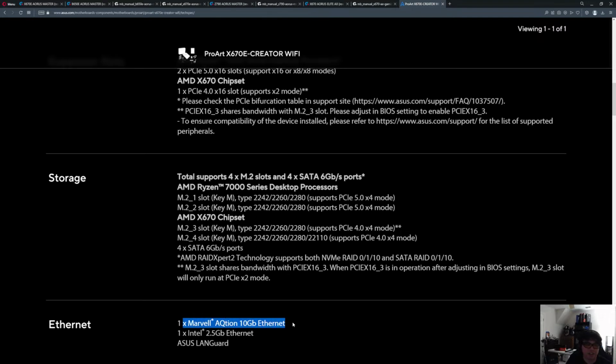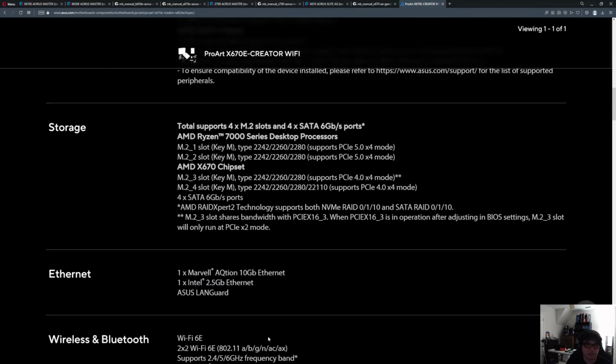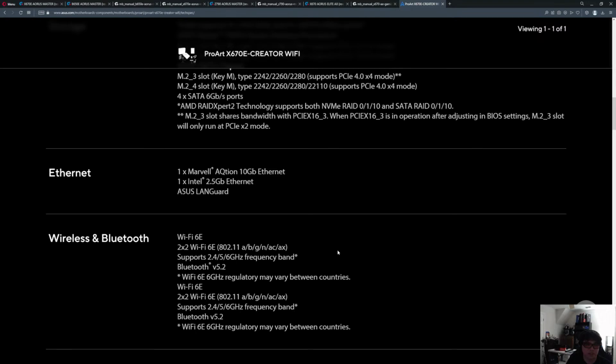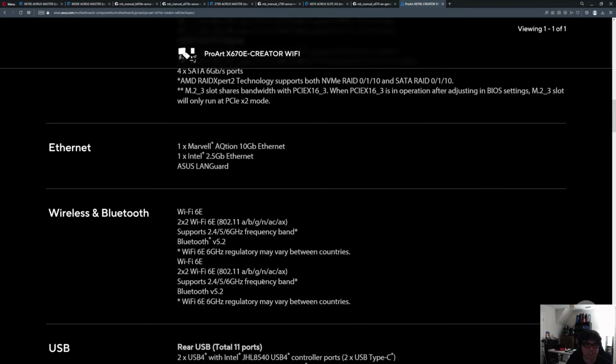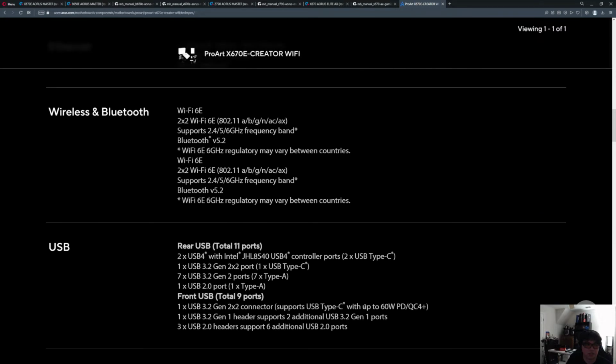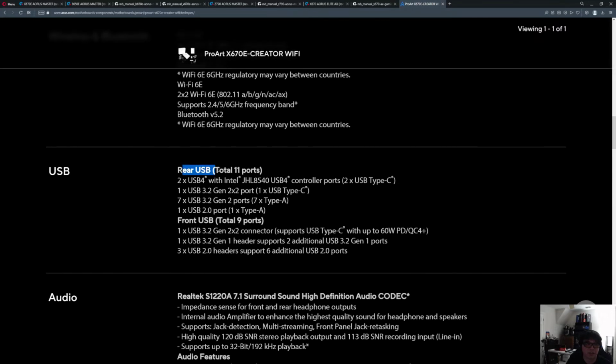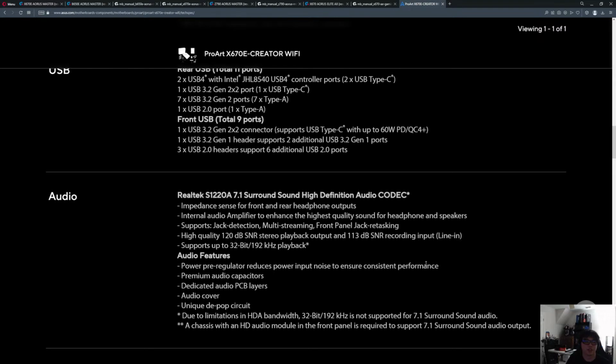And then it has a 10 gigabit Ethernet. Okay. And it has Wi-Fi 6E. It doesn't say what module, so I'm going to assume it's AMD Wi-Fi. There it is, right there. Intel JHL8540 USB 4 controller. So I said it before I even saw it, but it's there. Okay, and then they got all this USB stuff. So let's go ahead and draw this thing out now.